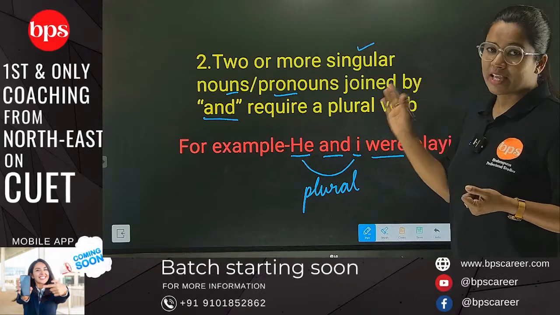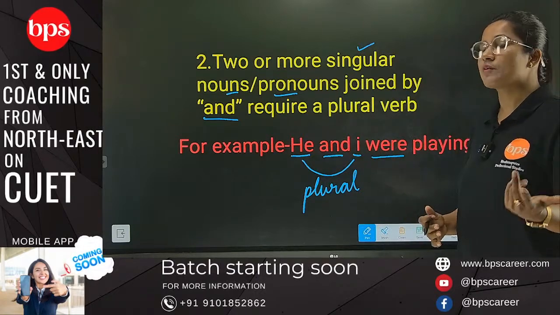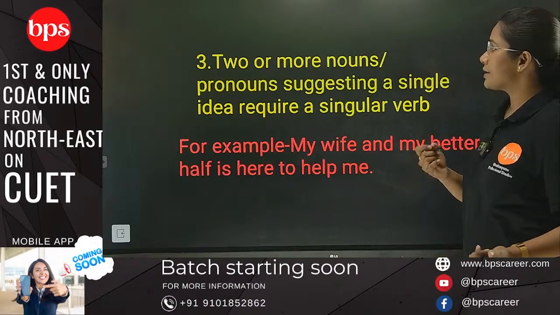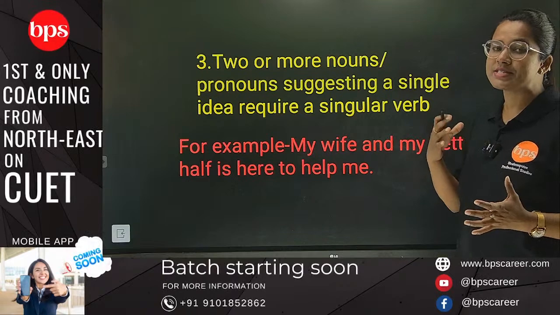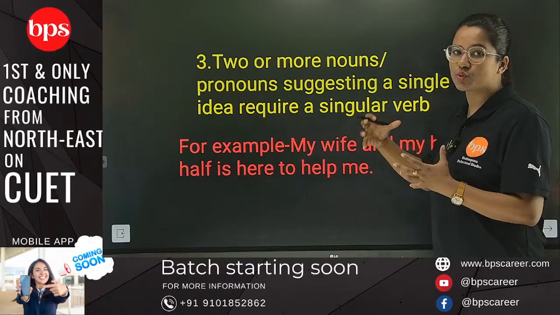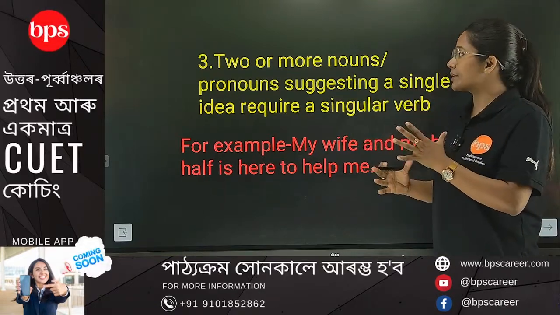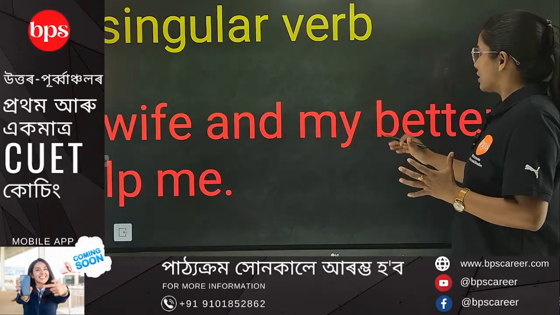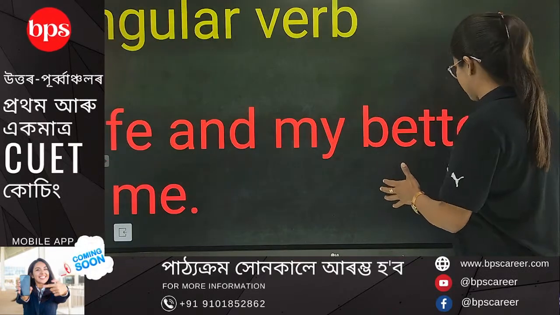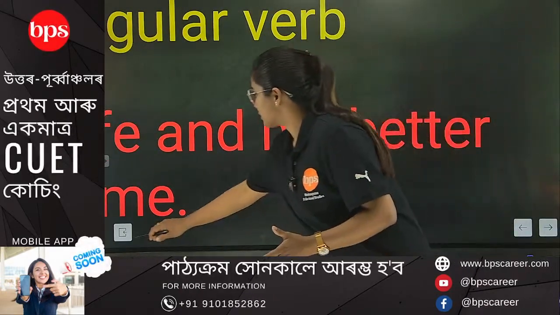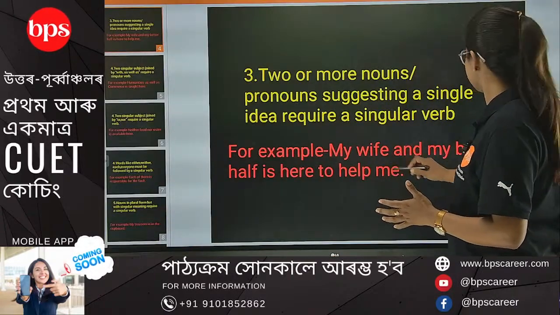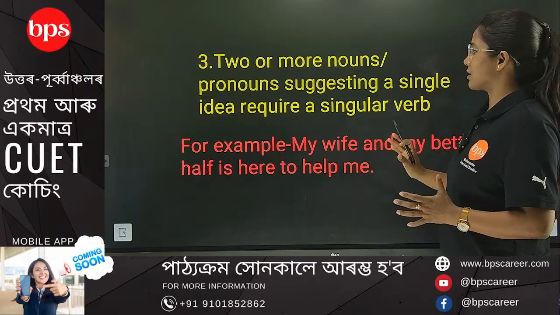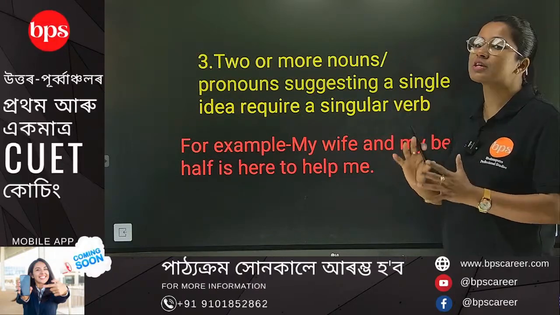Okay, the second rule, hope this is clear. Next we are moving on to the third rule. Number 3. Again, here there is a crucial point with the second rule where something is colliding. Here what happens, two or more nouns or pronouns suggesting a single idea require a singular verb.